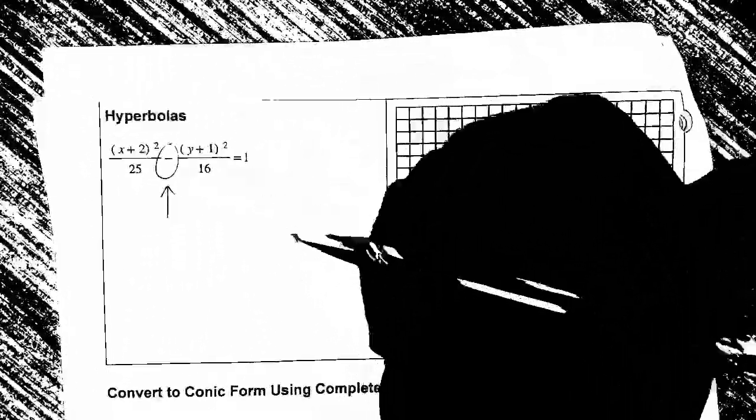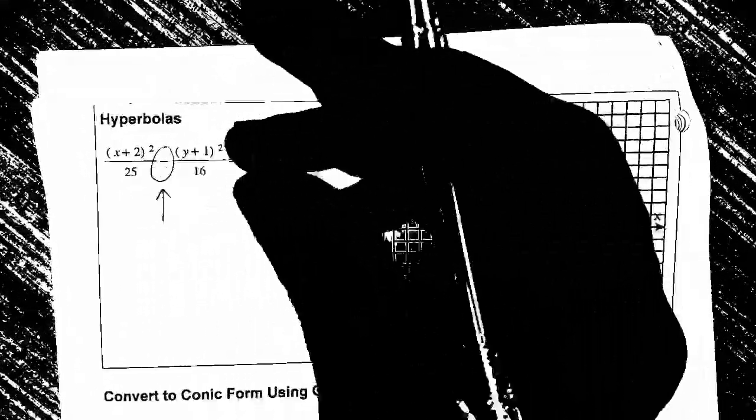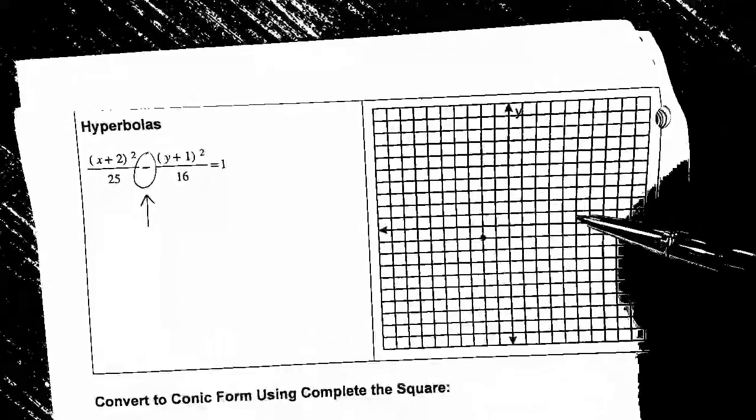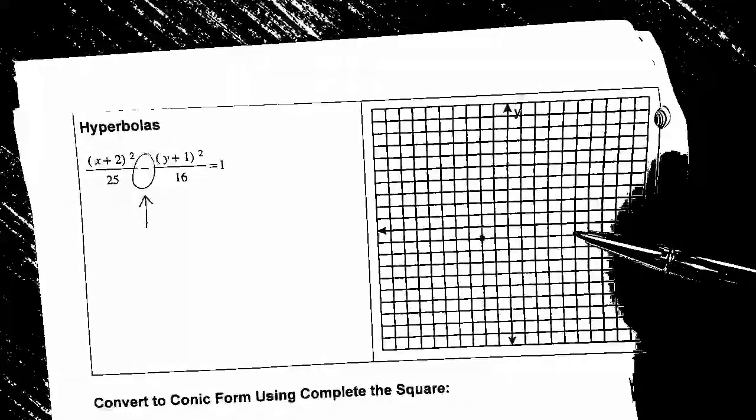So again, hyperbolas we know. That's the giveaway for hyperbola. That's that negative sign. Okay, what's the center of this hyperbola? -2, -1. Right here. Is this hyperbola going up, down, left, or right?